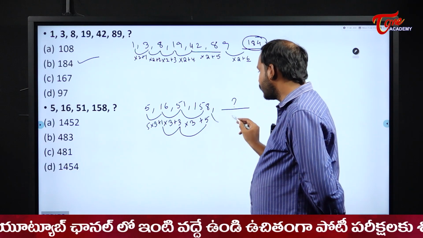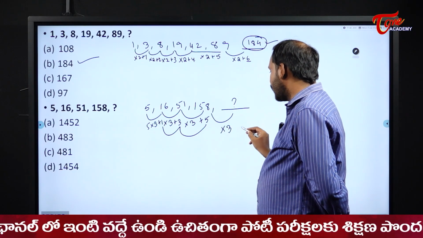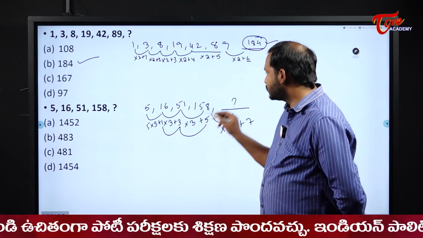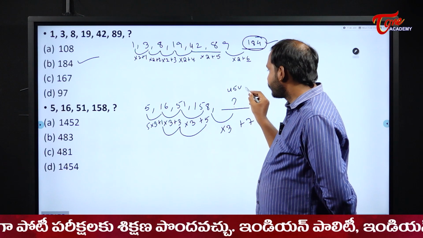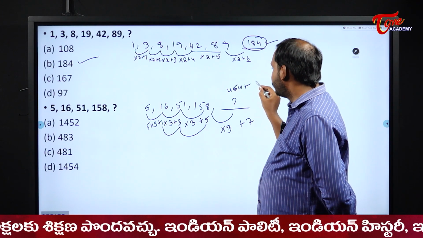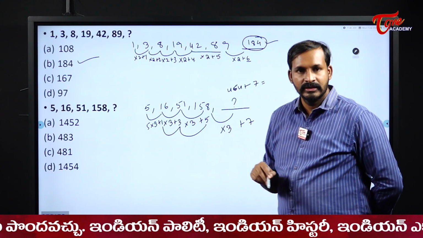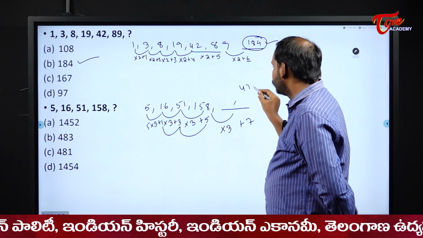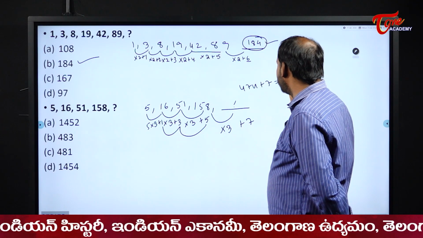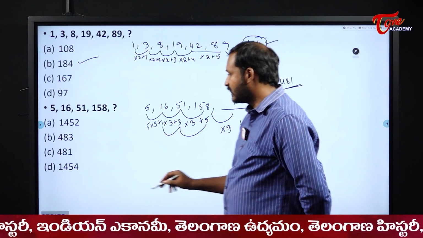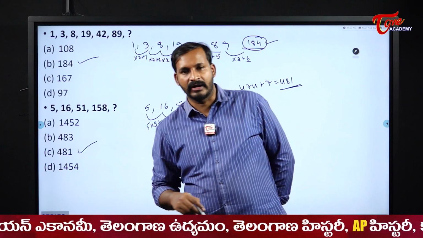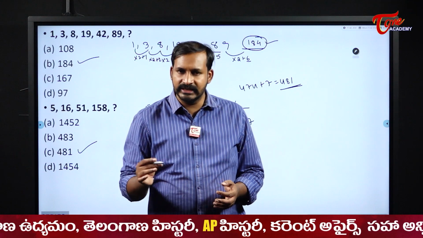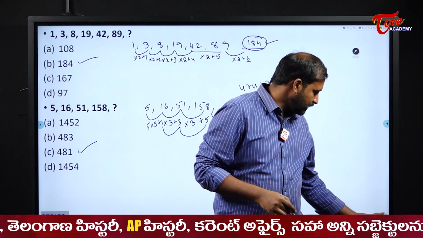So similarly, next I should multiply by 3 and add 7. So 158 threes are 474, sorry, 474 plus 7, what does it become? 481. So our answer here becomes 481. So identify the logic and try to apply it. Easily you will get the answer, students. Next one.